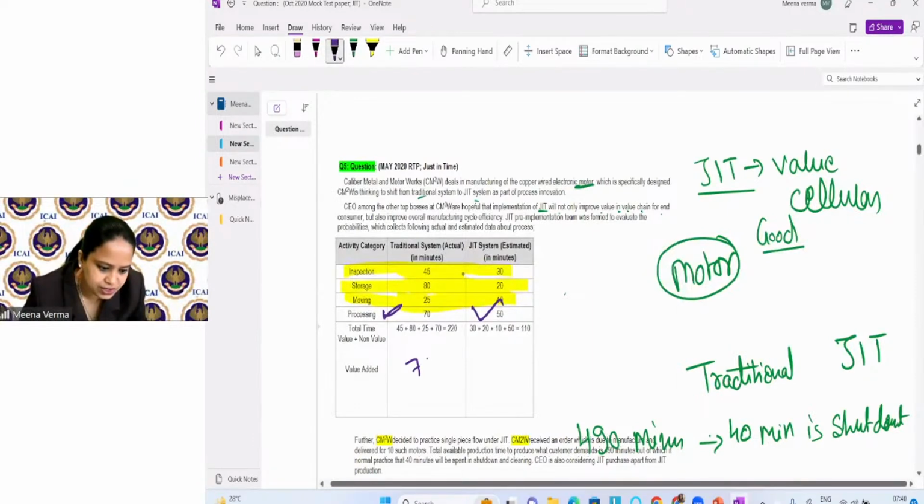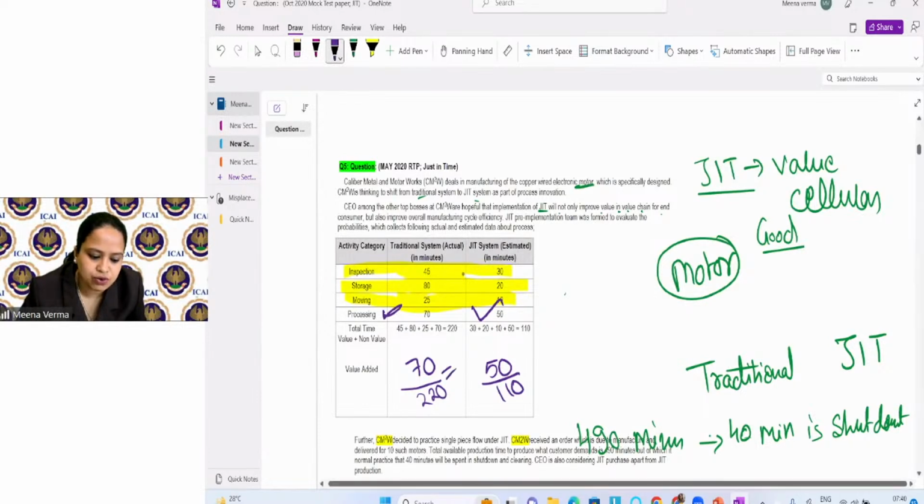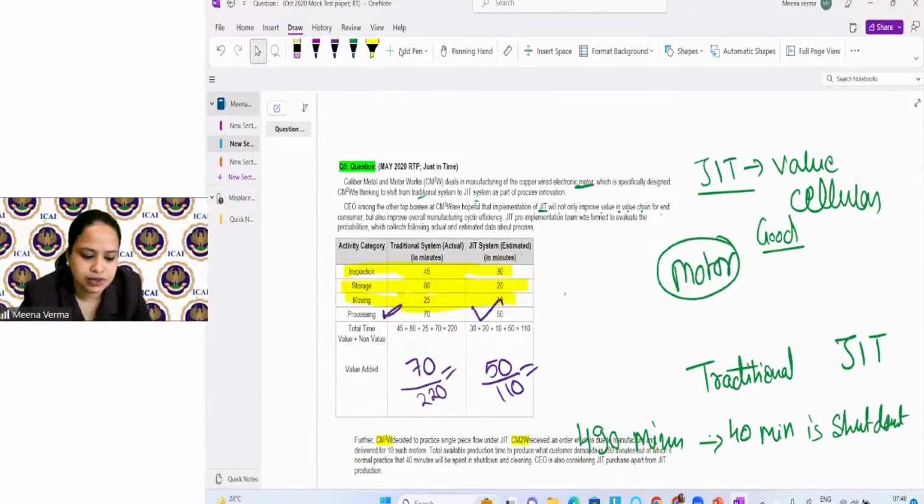Here 70 is the value added activity, and here 50 is the value added activity. Divided by total time, 220, and the total time, 110. This will give you process efficiency. If you can find and tell me the value here. Yeah. 31.82%. First one is 31.82%.